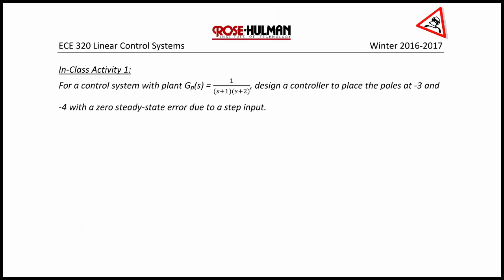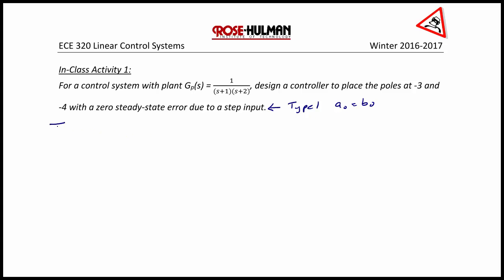In class activity 1, for a control system with a plant GP(s) equal to 1 over (s plus 1) times (s plus 2), design a controller to place the poles at -3 and -4 with a zero steady state error due to a step input. Now the zero steady state error due to a step input tells us that we have a type 1 system, which means that A0 equals B0.